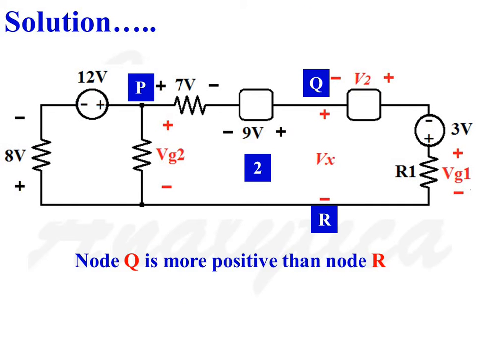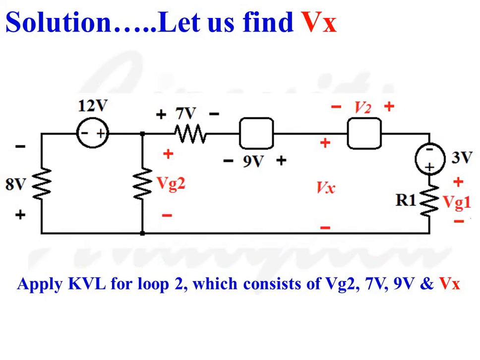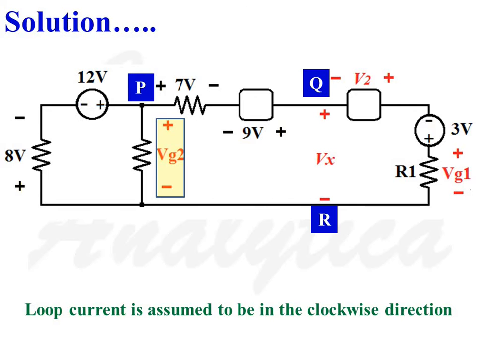Now we are going to consider the second loop, which consists of voltage terms Vg2, 7, 9 and Vx. Here Vx is the unknown term. The direction of current flow is assumed to be clockwise. Now apply KVL for the second loop. First of all, we will consider Vg2. When we move in the clockwise direction, as we go from negative potential to positive potential, Vg2 should be taken as positive.